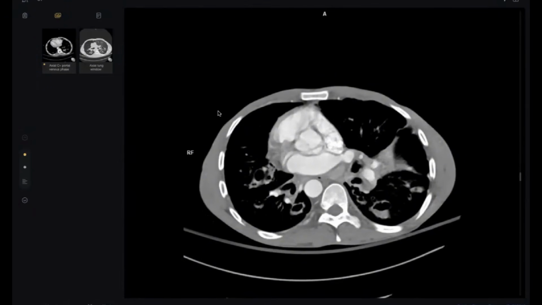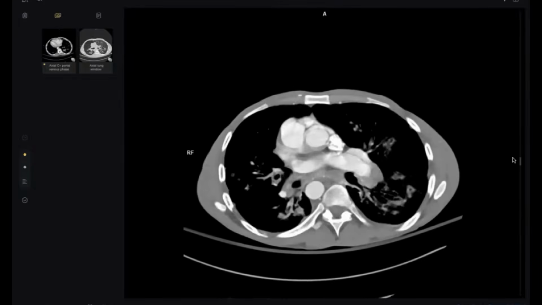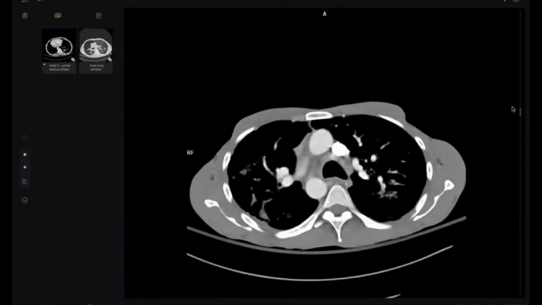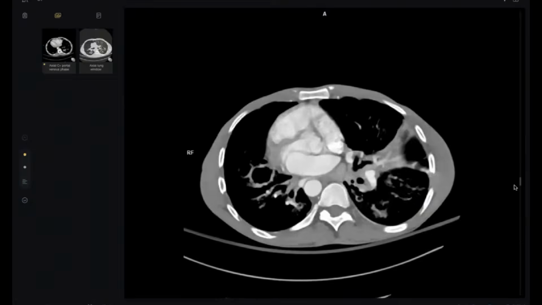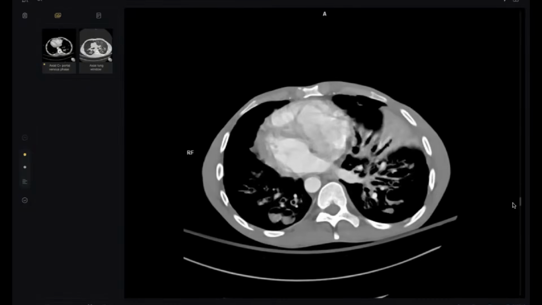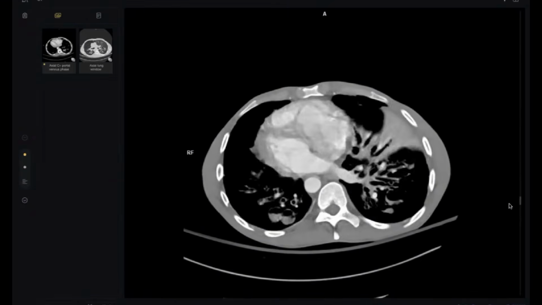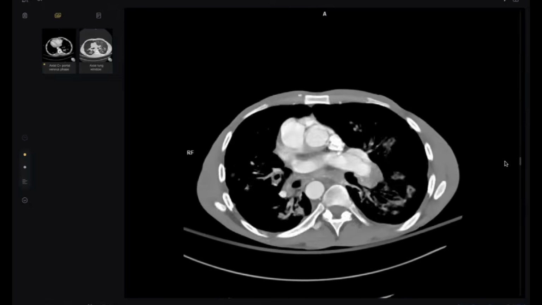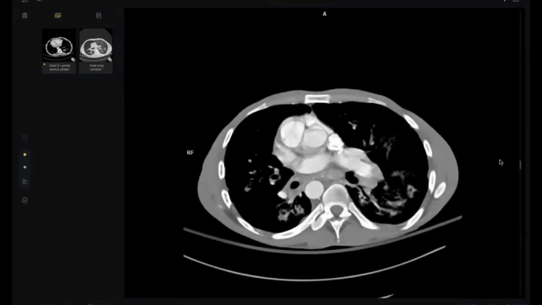I would like to look at the pulmonary arteries. Could you please scroll? The pulmonary arteries do not look dilated. I would like to also review in the coronal axis. No coronal. Okay, this is the only available.